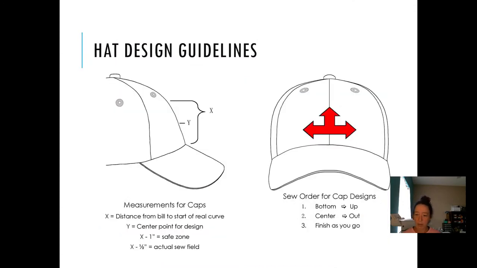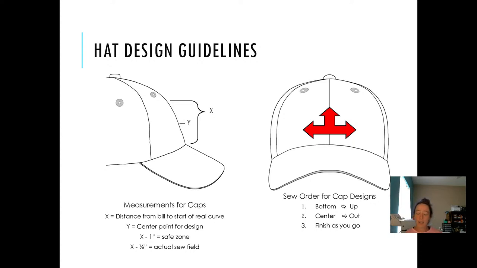I'm looking for my hat picture. Really, the only thing that's different is you have to think about sewing away from things that don't move. So you have to plan to push things from bottom to top. And why is that? Because I'm trying to get away from this rim. And then I want to push away from this center seam because that seam's not going to move. So I want to sew center out. So when you're planning out your routes of how you're going to get through a design, that's really what you're thinking about, is moving away from things that aren't going to move and finish as you go.